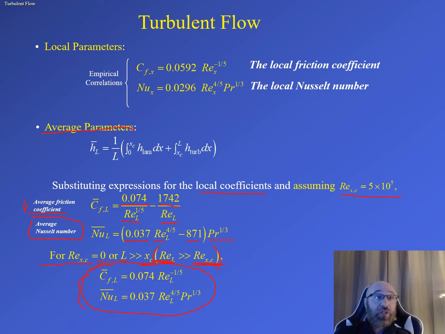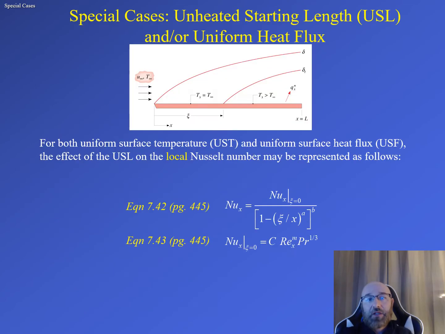So our average friction coefficient is equal to 0.074 times our Reynolds number sub L to the negative 1/5, and our average Nusselt number is equal to 0.037 times our Reynolds number sub L to the 4/5 times our Pr to the 1/3. So it does simplify those down for the special case here where our critical Reynolds number is equal to 0. Now there are going to be instances where we have to deal with special cases.